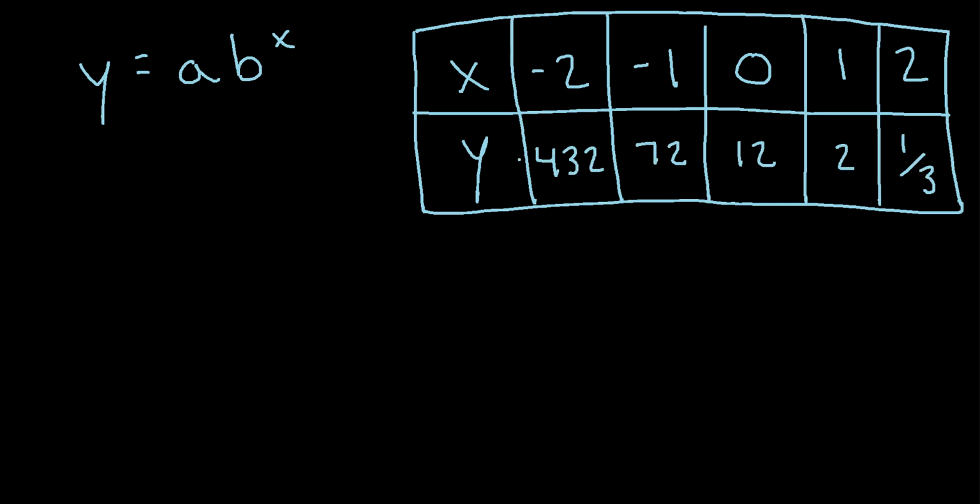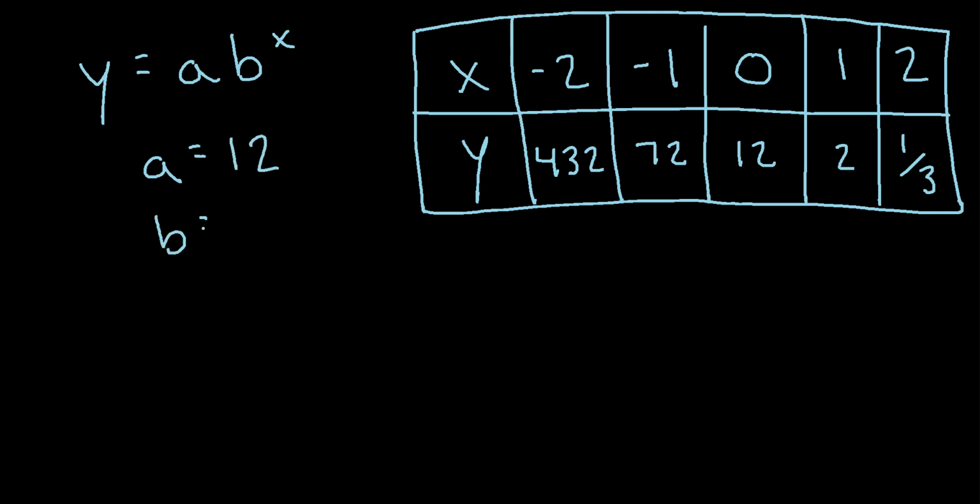All right, let's try one more example. Let's say we have this table of x, y values. How can we write the exponential function to summarize this relationship between x and y? Well, we said a is going to be the value of y when x is 0. So when x is 0, we can see y is 12. So a is just going to be equal to 12.